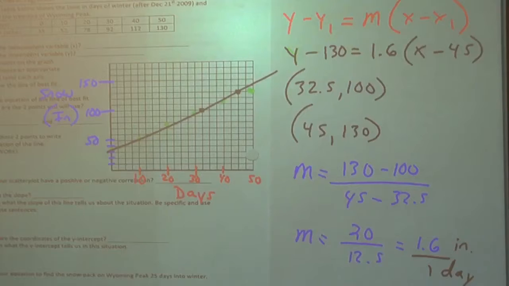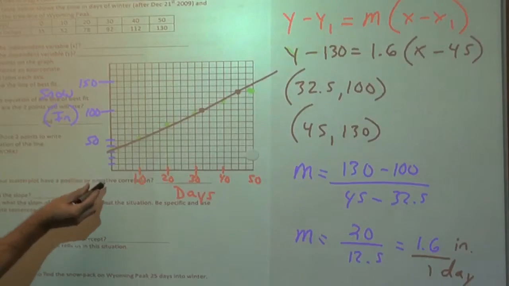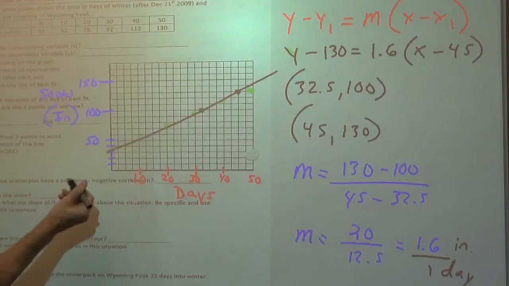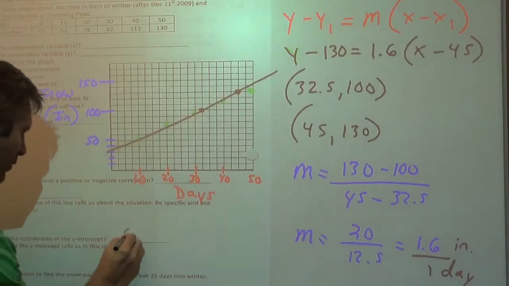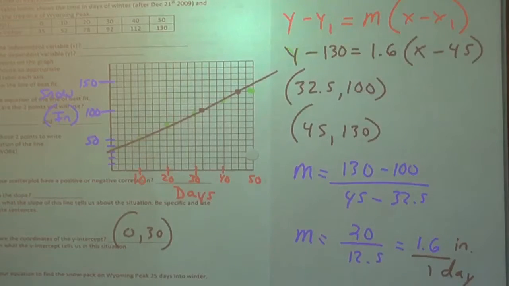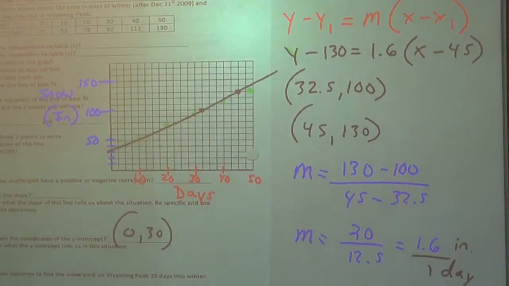And then what are the coordinates of the y-intercept? Well, we could go down here, and my line is pretty close to the 0 and 30. Actually, mine's about 0 and 30. So I would say my coordinates for the y-intercept are 0 and 30. You might come up with 0 and 35, maybe 0 and 32, whatever. Explain what the y-intercept tells us in the situation. 0 days after the first day of winter. So on the first day of winter, we've got about 30 inches of snow.